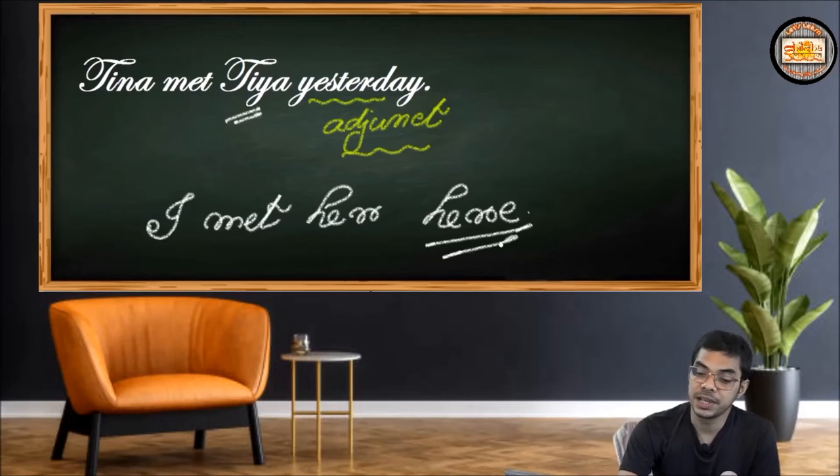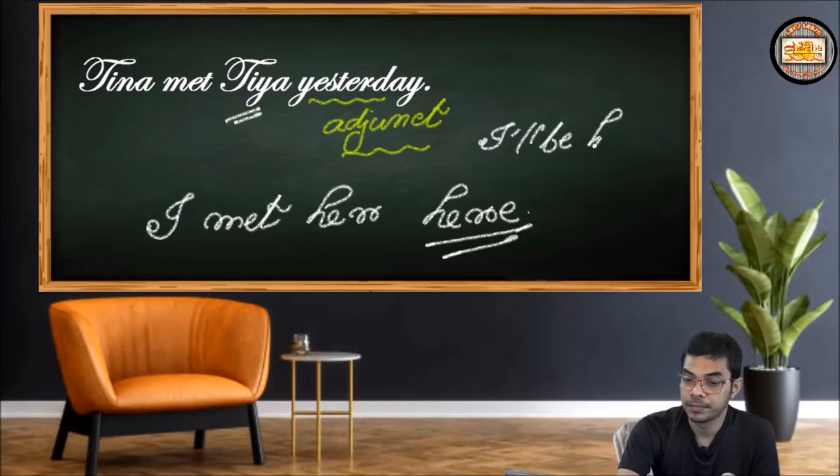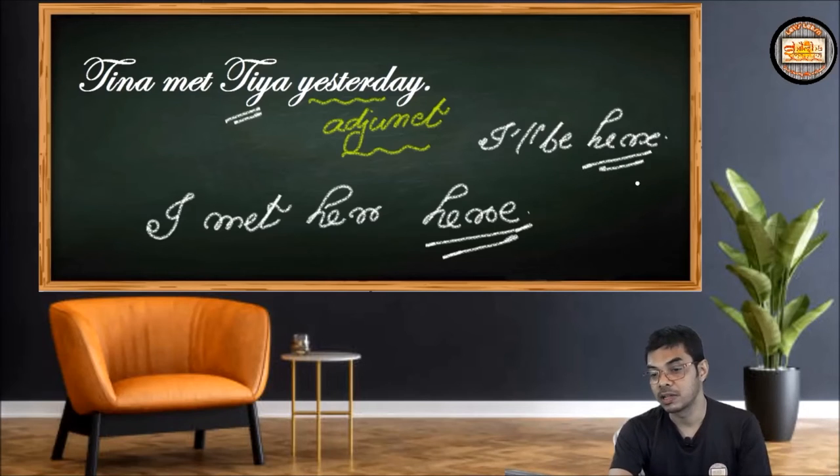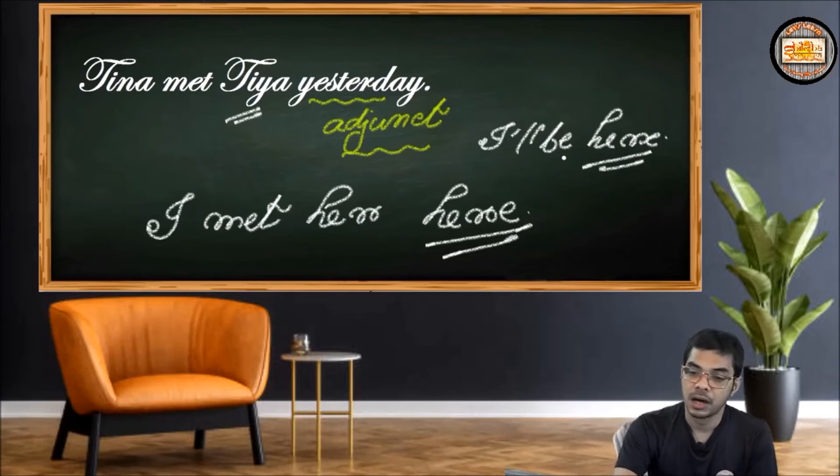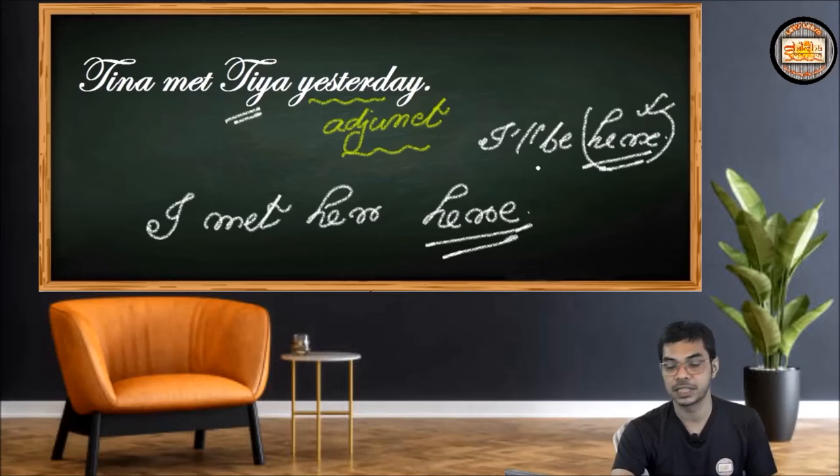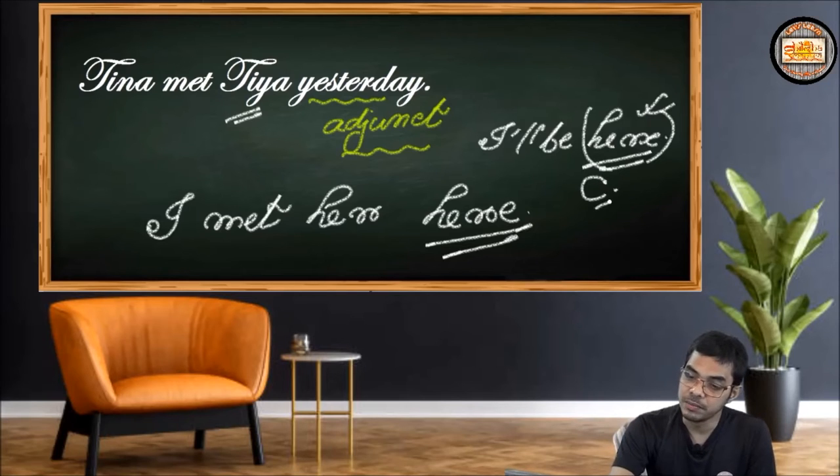Now in this sentence here, this is not so very important. This is an adjunct. But if I say, I will be here, you will find that here is not a dispensable part, rather this is indispensable. I'll be here. This information is very much important. Without this information, the sentence will remain incomplete. I'll be. So what is here? This is but a complement for this sentence. But here this is adjunct.